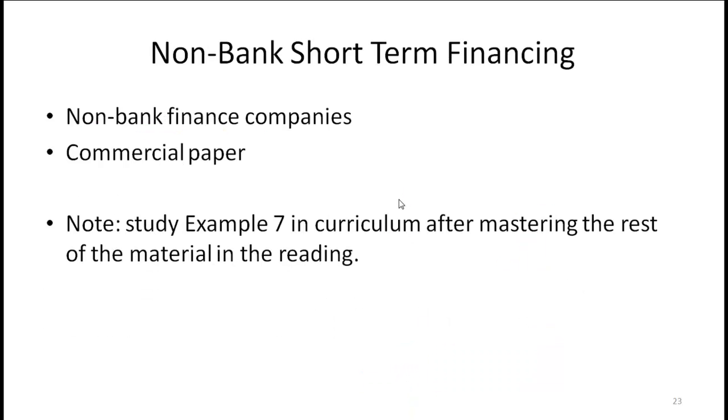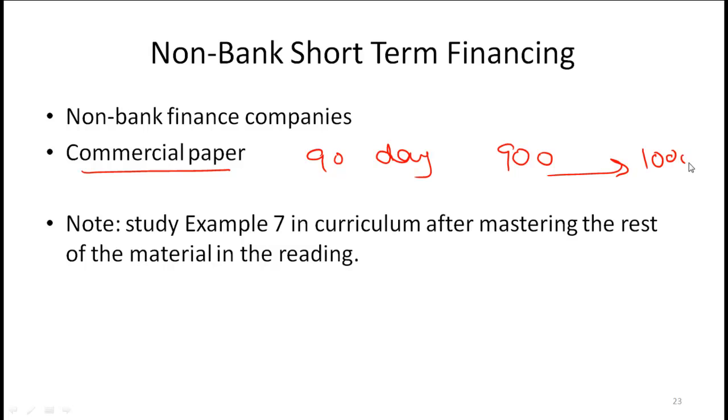Non-bank short-term financing, not as popular. All that is saying is sometimes there are some non-bank finance companies from which you can raise money. Sometimes large companies issue commercial paper, which is a company issuing the equivalent of a T-bill. So a company might issue paper which is a 90-day paper, where a company says, give me say $900 today, and after 90 days I will pay back 1,000. So this might seem like a very high interest rate, but nevertheless, to illustrate the point, this is sort of like a T-bill.